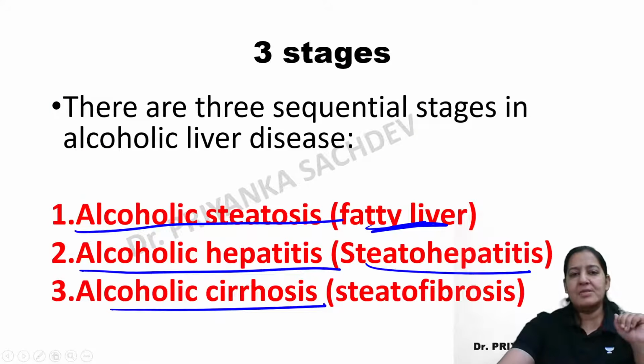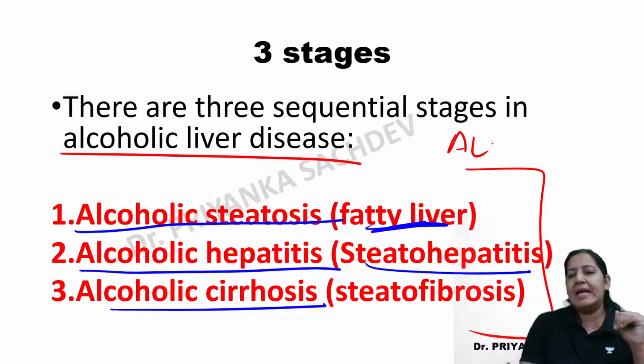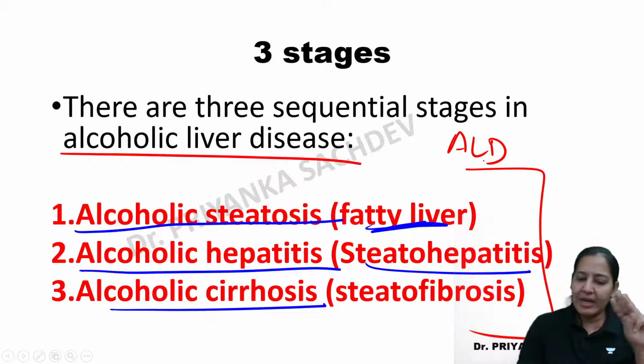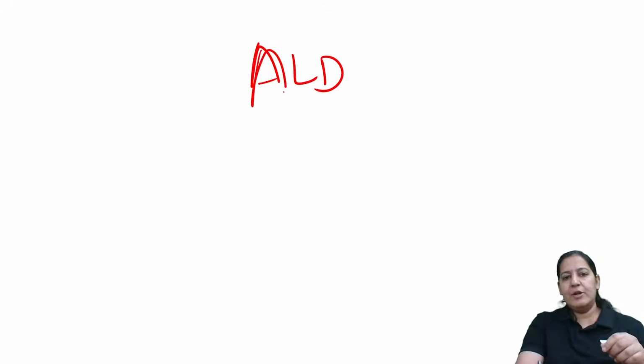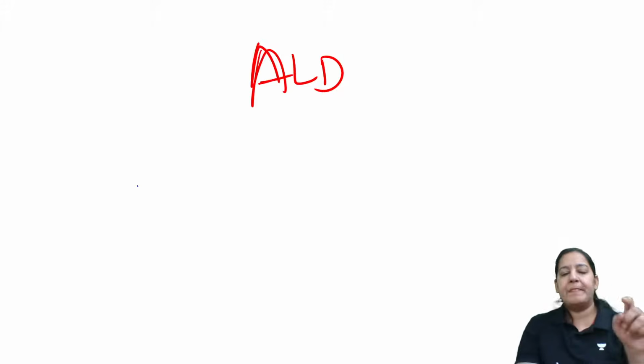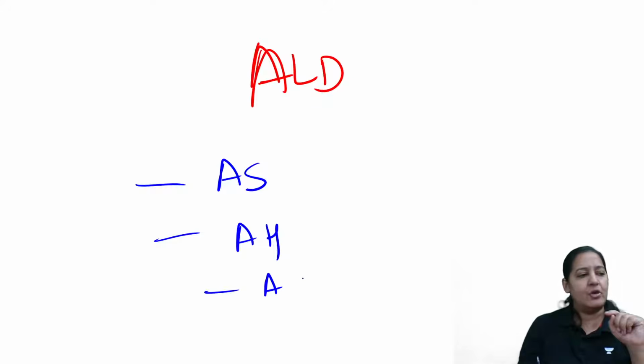Have you got it? So in this diagram, you can see the three things together are known as sequential stages. It is known as alcoholic liver disease, ALD. Alcoholic liver disease includes three things. The first thing is alcoholic steatosis, then alcoholic hepatitis, and then alcoholic cirrhosis.